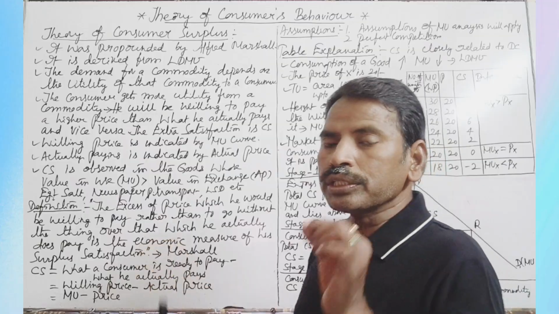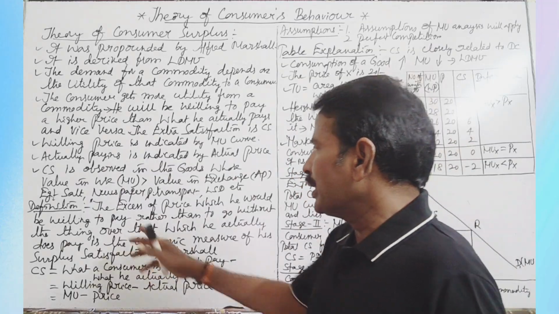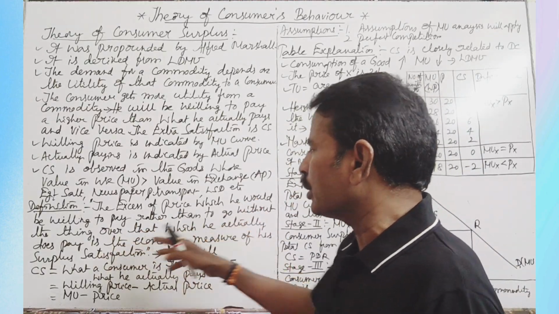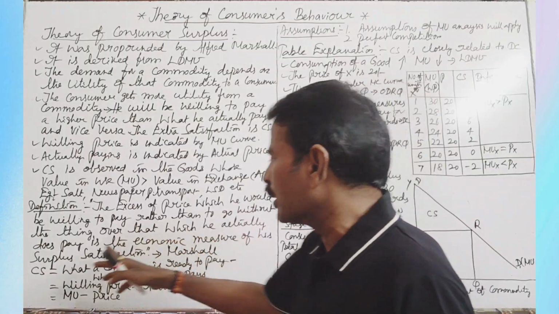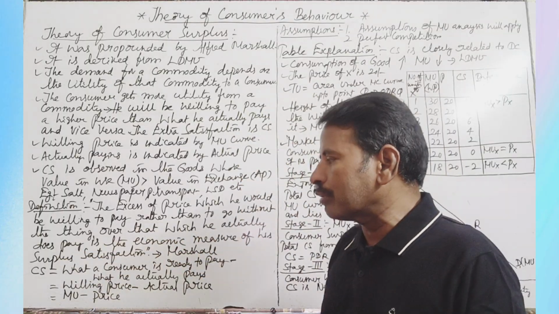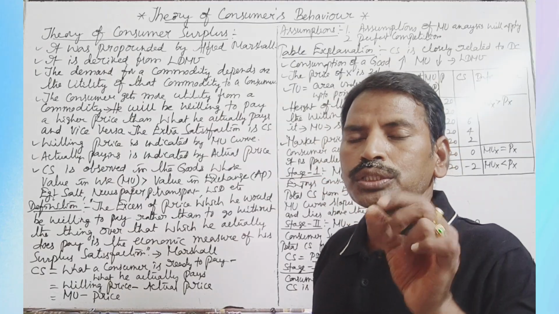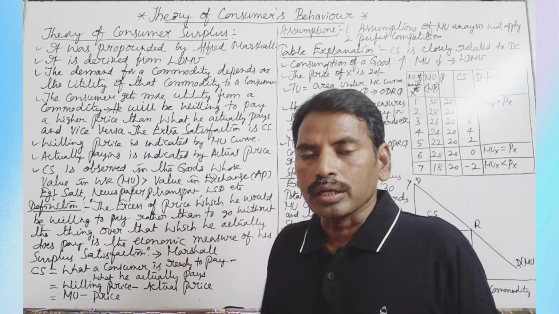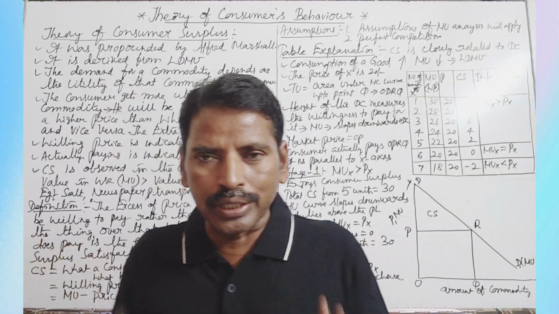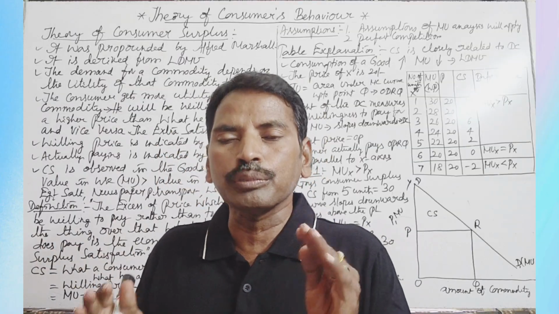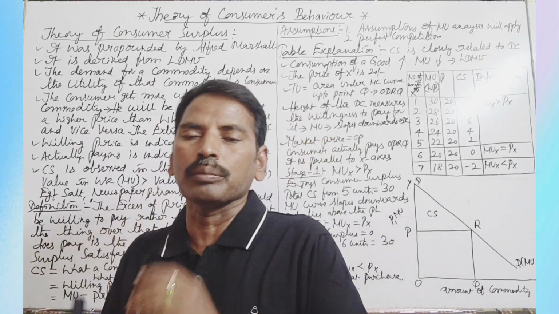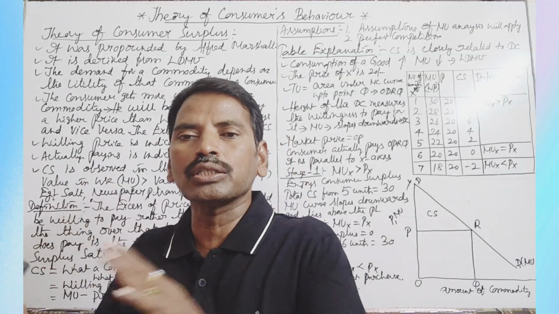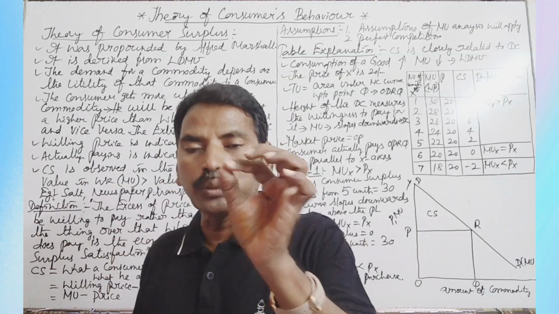Next, the definition of consumer surplus. The excess of price which he would be willing to pay rather than go without the thing, over that which he actually does pay, is the economic measure of his surplus satisfaction, and is known as consumer surplus, according to Alfred Marshall. Consumer surplus is the difference between willing price minus actual price, or what a consumer is ready to pay minus what he actually pays.